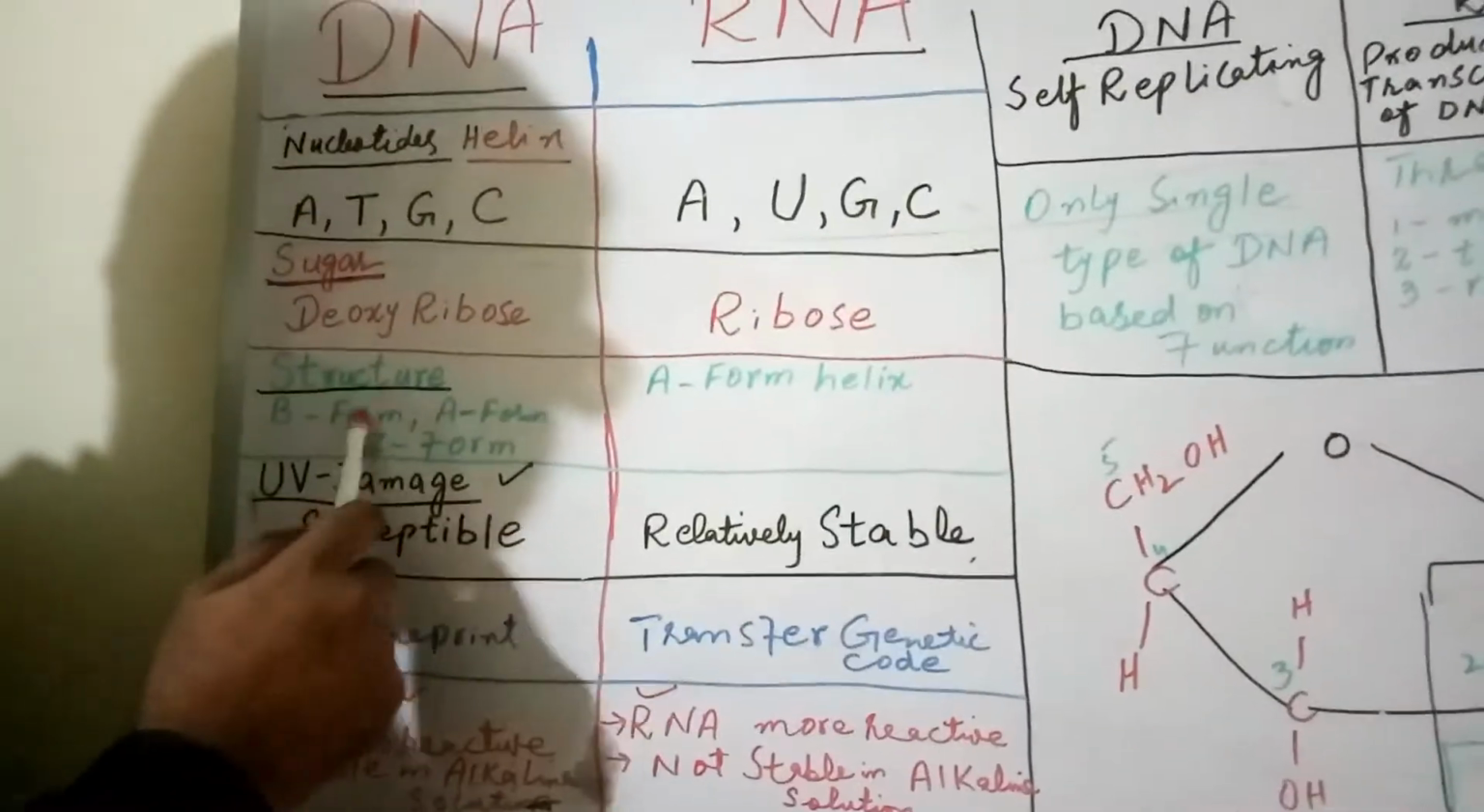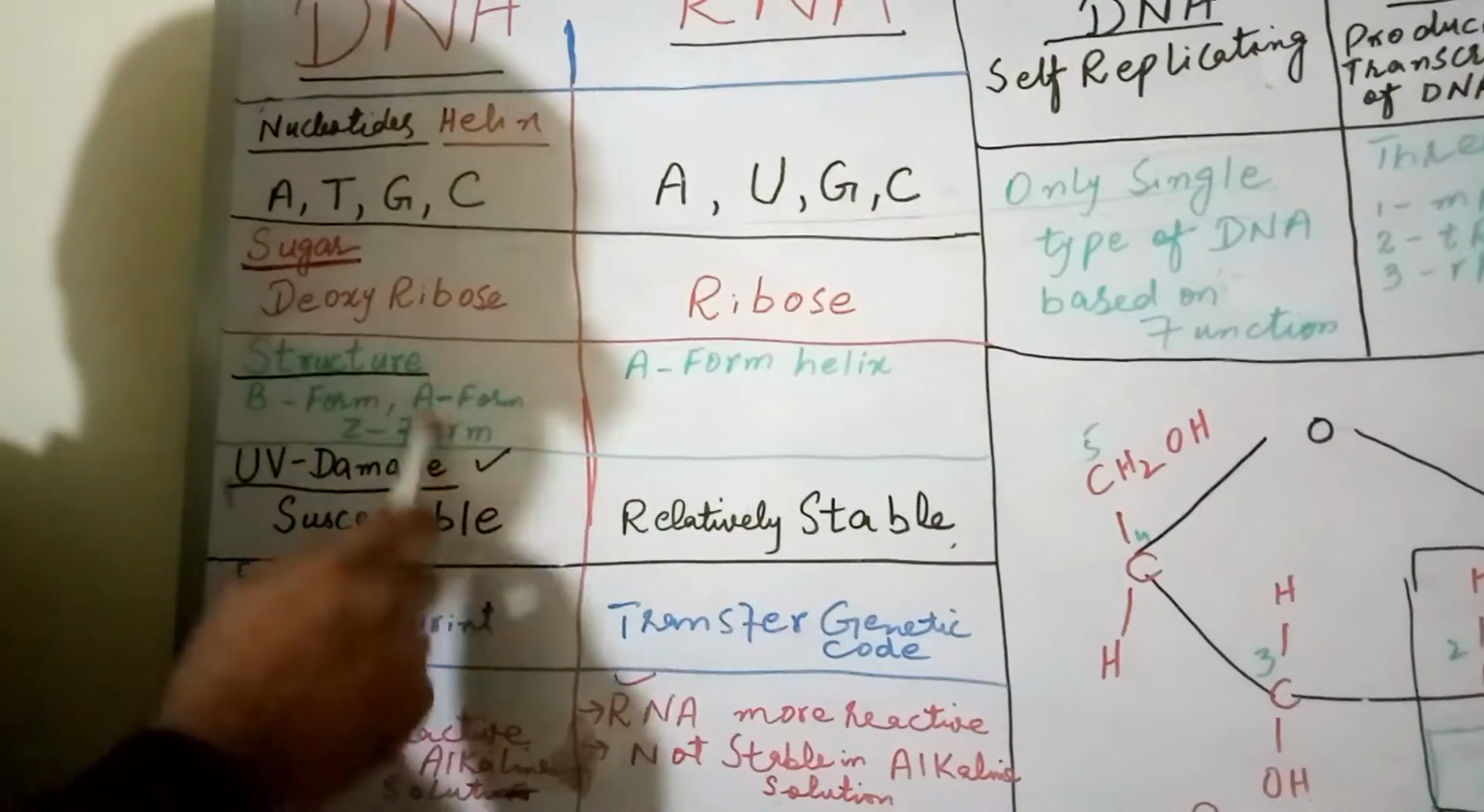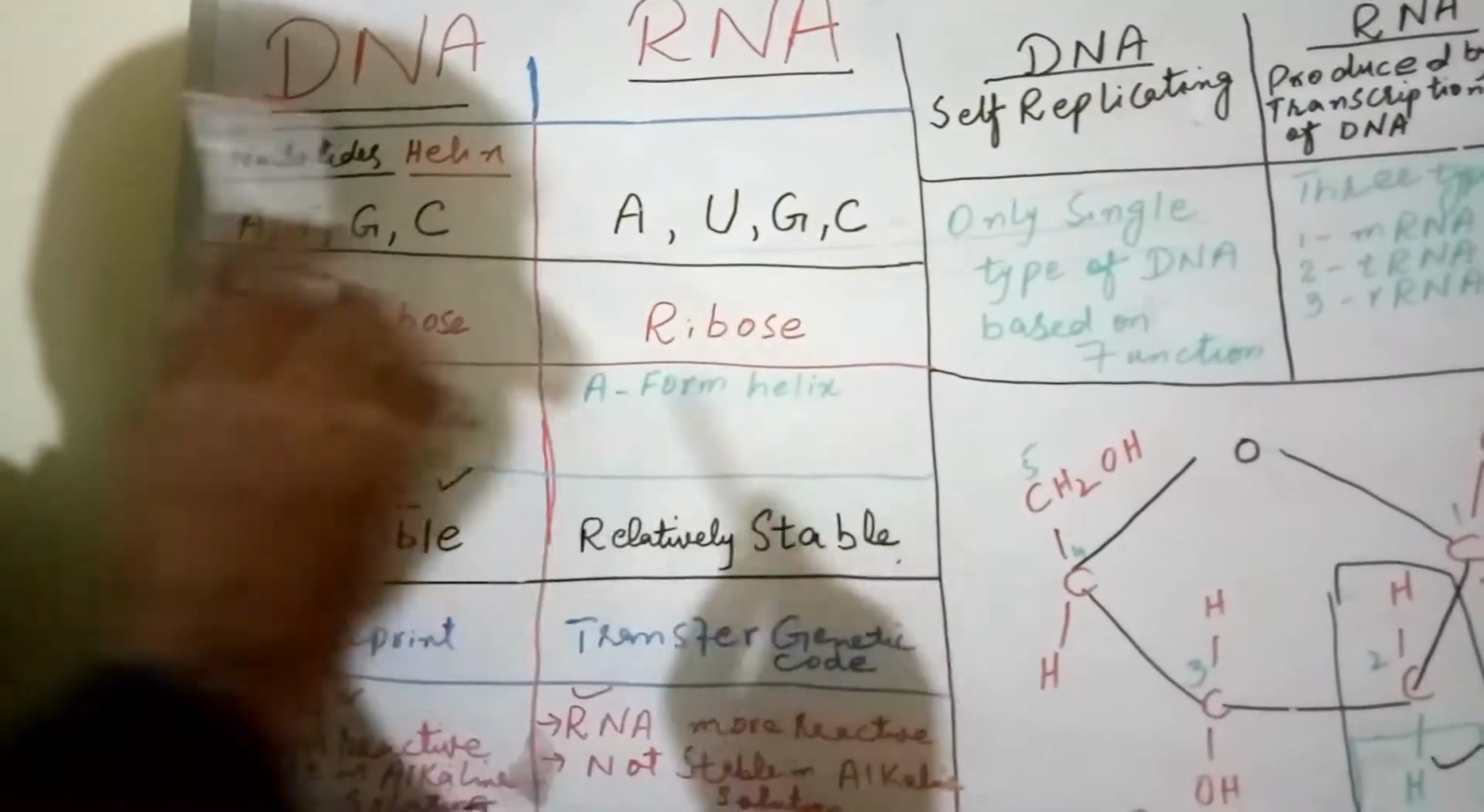Then there is a basic difference between the structure of the DNA and the RNA. DNA has B form, A form, and Z form structure, while RNA has only A form helix. You can see the difference here.